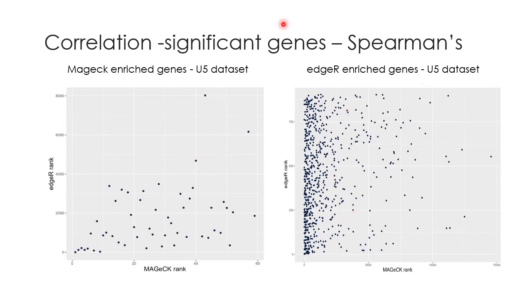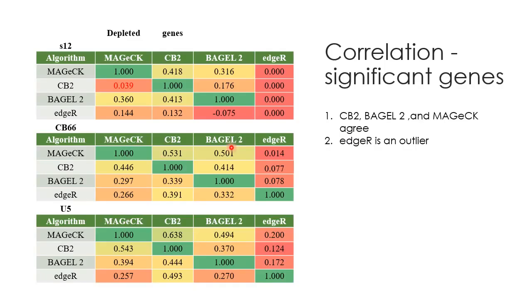And this testing was also done for all the genes, and significant meaning false discovery rate of less than 10% and p-value of less than 0.05, Bayes factor of greater than 7 for BAGEL. These are Spearman's correlation coefficients for depleted genes. Here the column name indicates the source of significant genes. MAGeCK means that these are correlation numbers for MAGeCK's and other algorithms' rankings for MAGeCK's significant genes. You can see that MAGeCK, CB2 and BAGEL more or less agree with each other, and EDGE R is an outlier.